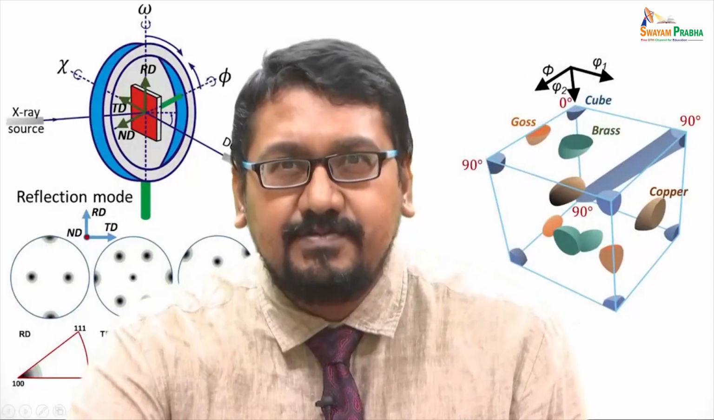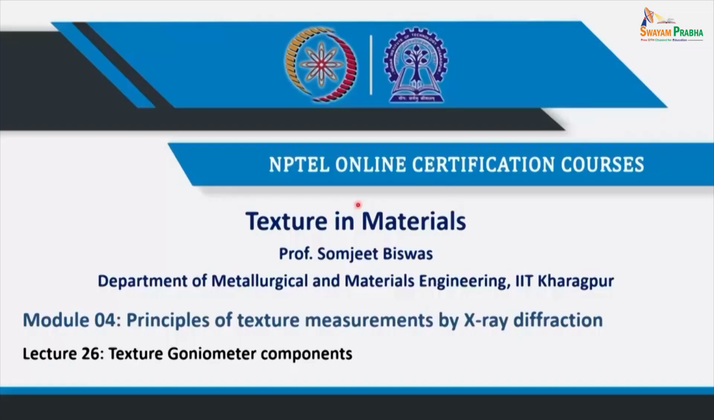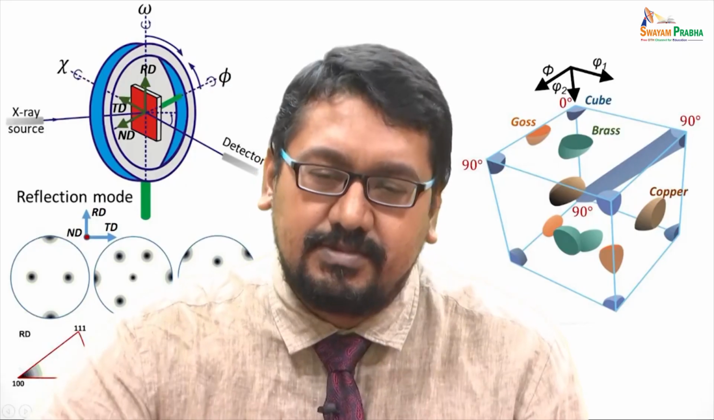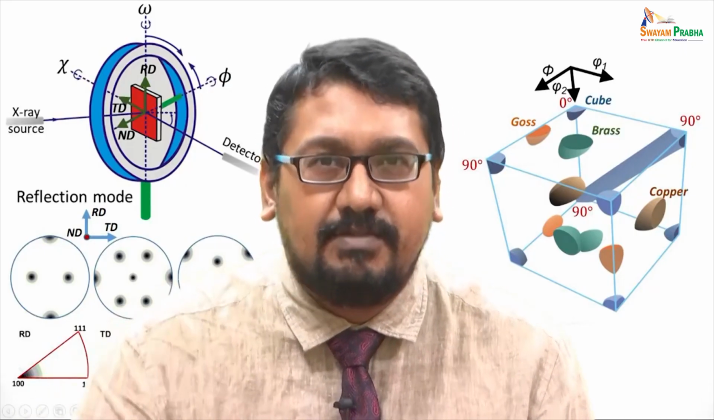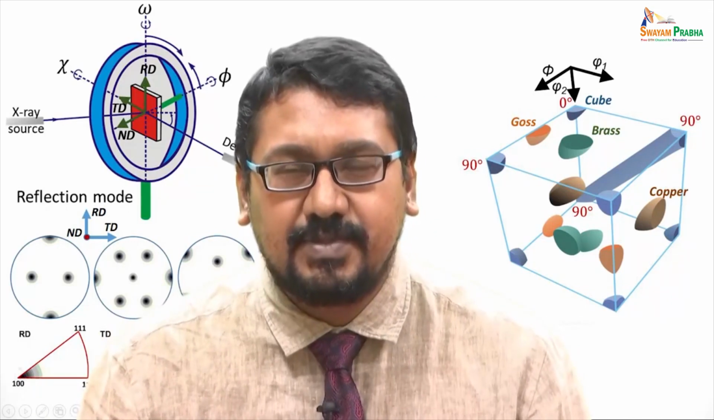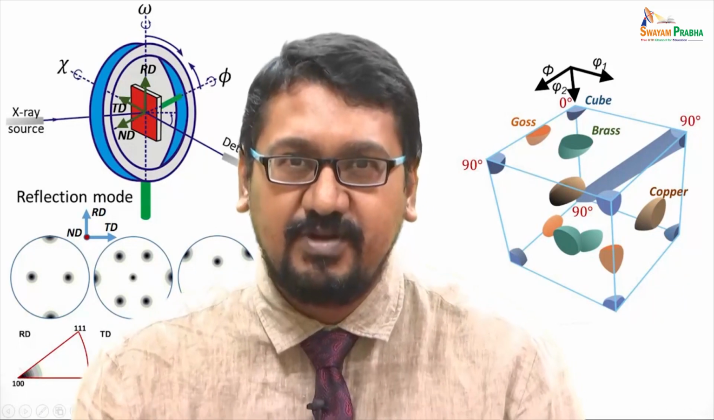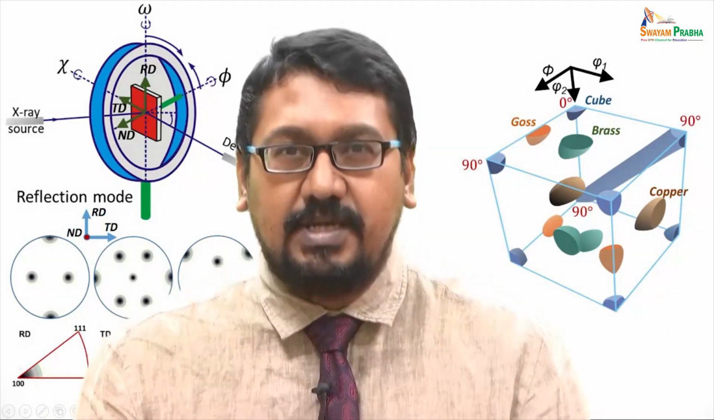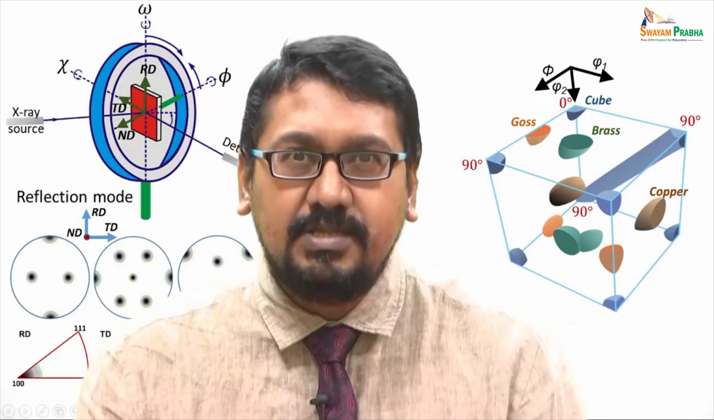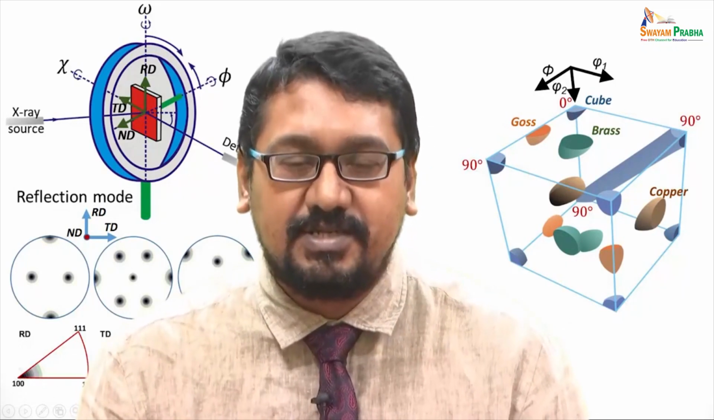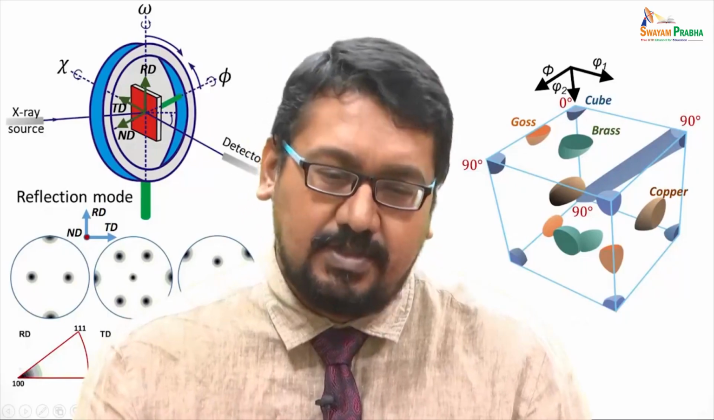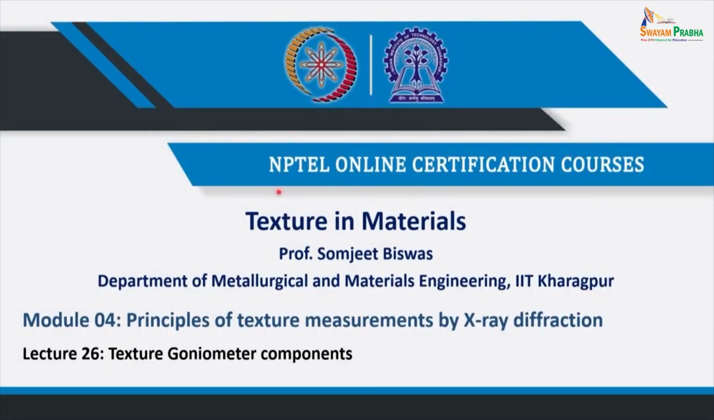Good afternoon everyone, and today we will continue with module 4 of principles of texture measurement by X-ray diffraction. In the last lecture we saw how we can measure alpha and beta and obtain intensities at various alpha and beta points to measure the whole pole figure for a particular HKL plane. In this lecture, lecture number 26, we will show various texture goniometer components.